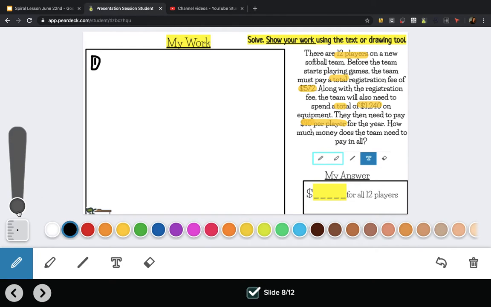So the question is, how much money does a team need to pay in all? The first thing I'm looking at is that there's this 572 and there's $1,240 for equipment. So those two numbers to me feel important because they have to pay both of those. So I could tell that we need to add those together. I'm going to write R up here for registration fee and E up here for equipment. And I'm going to decompose this by place value.